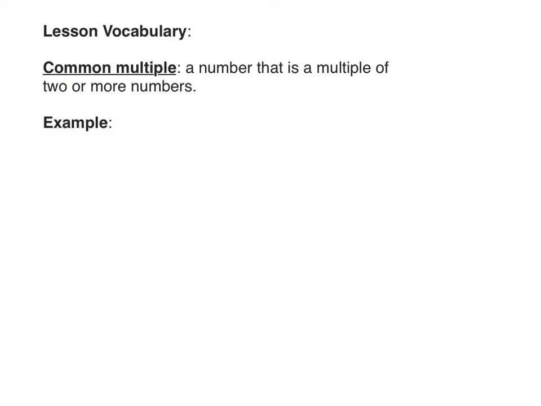So for our example, we're going to use the numbers 3 and 4, okay? And we're going to find the multiples of 3 and 4. So for 3, we're going to multiply 3 by each counting number. 3 times 1 gives us 3. 3 times 2 gives us 6. And we want to list at least 12 multiples for each number. That way we can really see what multiples they have in common. So we have 3, 6, and then 3 times 3 is 9. 3 times 4 is 12.